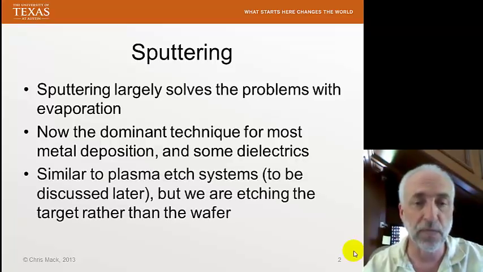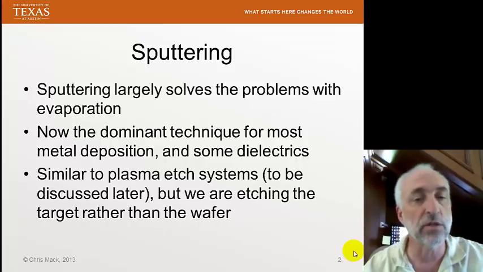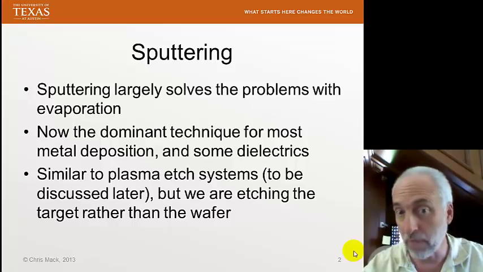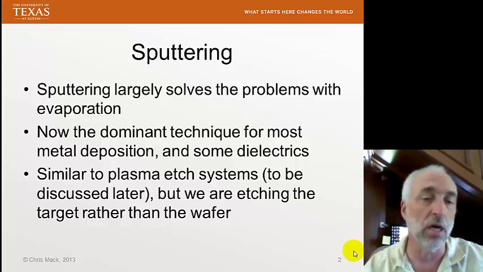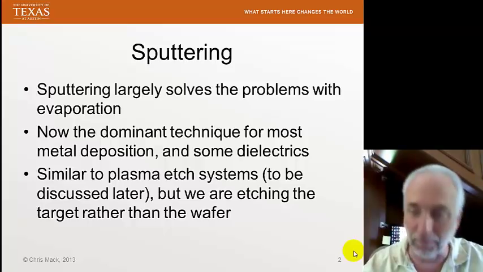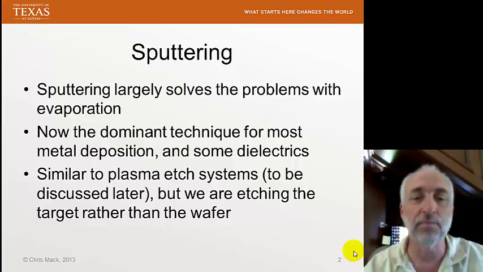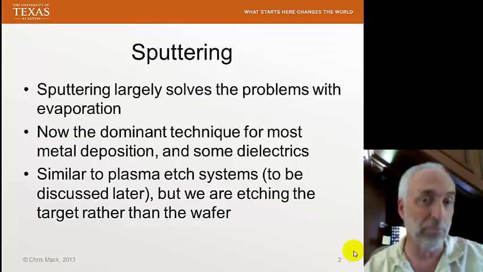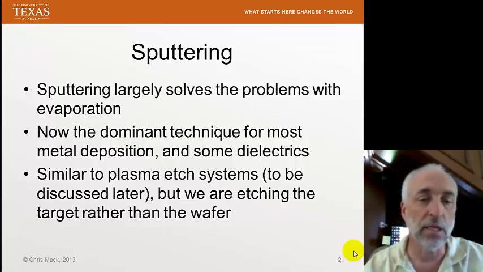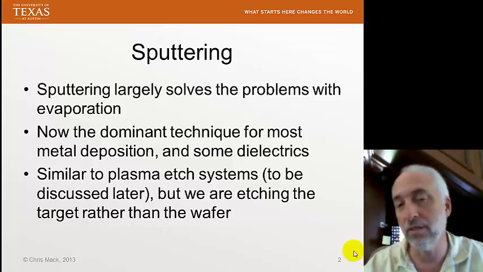The system that we use for sputtering, which we'll see in the next slide, is similar to the systems used in some plasma etch applications, in particular, parallel plate plasma etch systems. We're going to talk about that later, but when we get to that subject, you'll probably find what we'll discover here about sputtering is very similar to what we'll learn about plasma etching. In the plasma etch system, we etch the wafer, and here we're going to etch a target with the material we want to deposit on it, rather than the wafer.